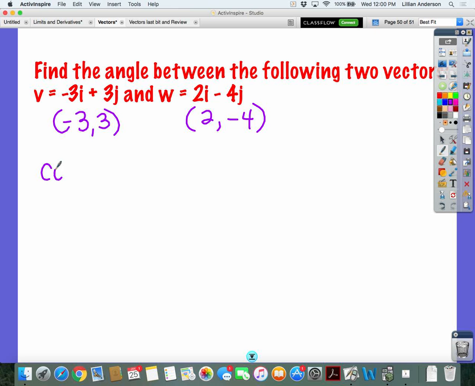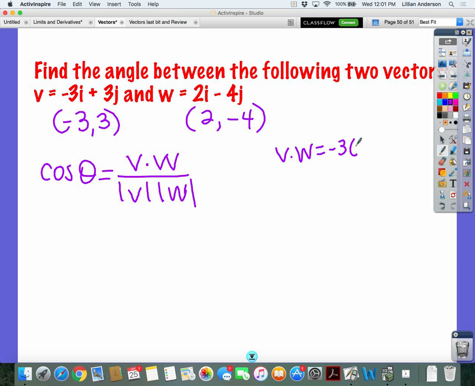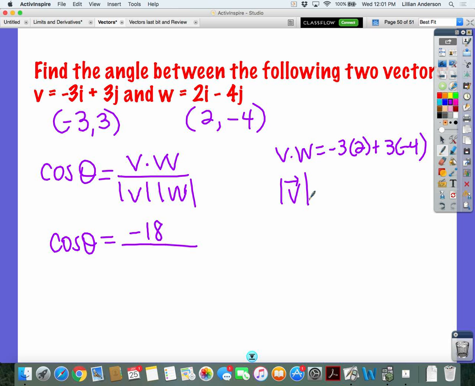The formula is the cosine of theta equals the dot product between the two divided by the product of their magnitudes. So we have to find three different pieces of information: their dot product and the two magnitudes. Their dot product: -3 times 2 plus 3 times -4. What is that? Negative 18.